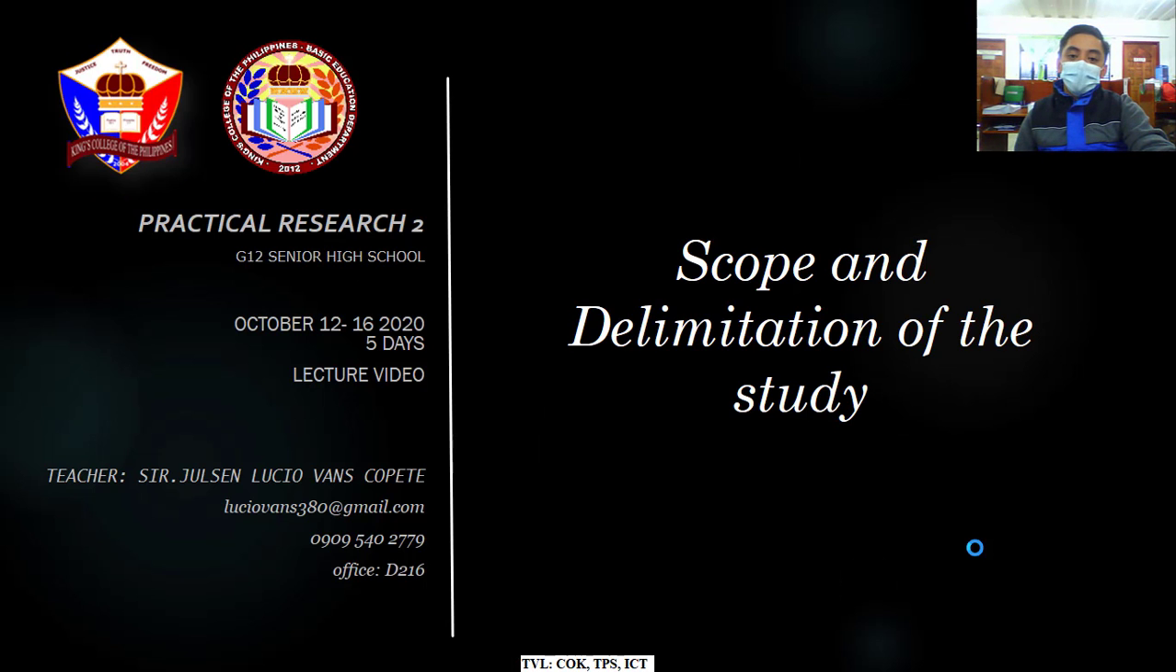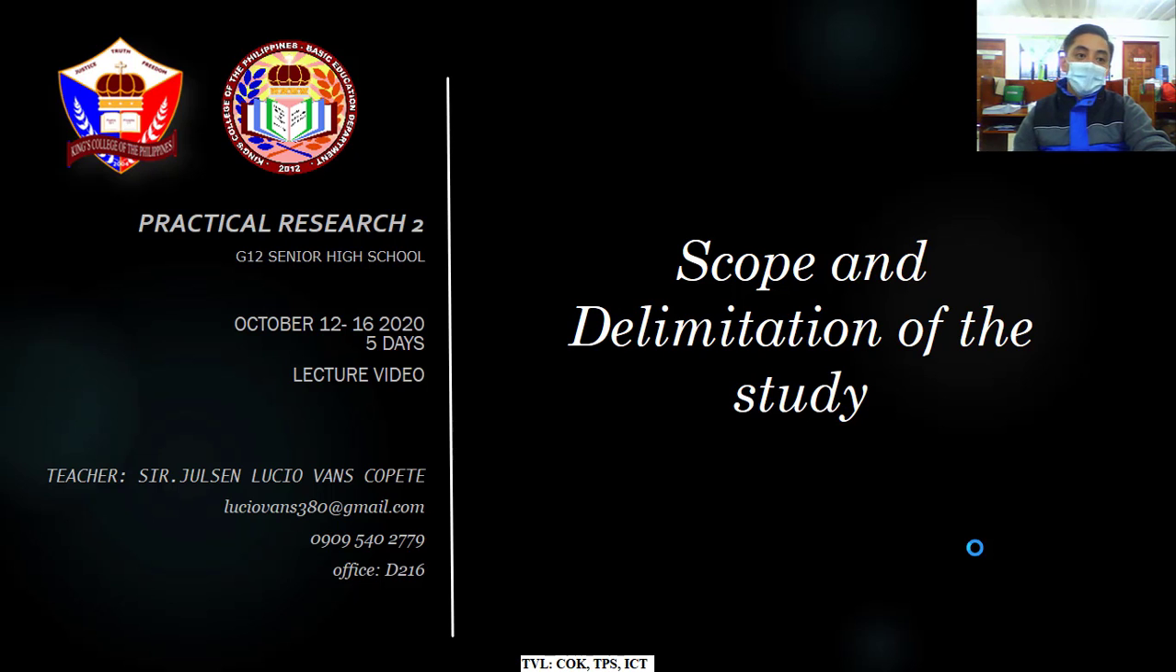We will be discussing the scope and delimitation of the study concerning your Practical Research 2. Right now, this is dated October 12 to 16. You have a duration of 5 days to finish the scope and delimitation of the study, and this is per group and not individual. So this definitely is a lecture video to assist and further explain how we're going to do it and what concepts and ideas we will be dwelling on.